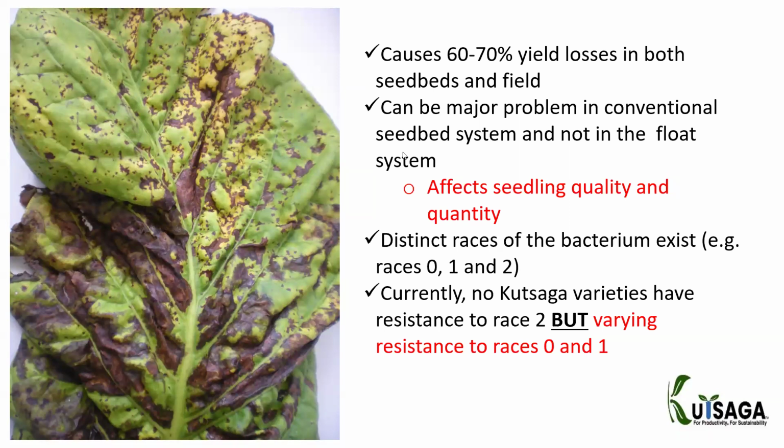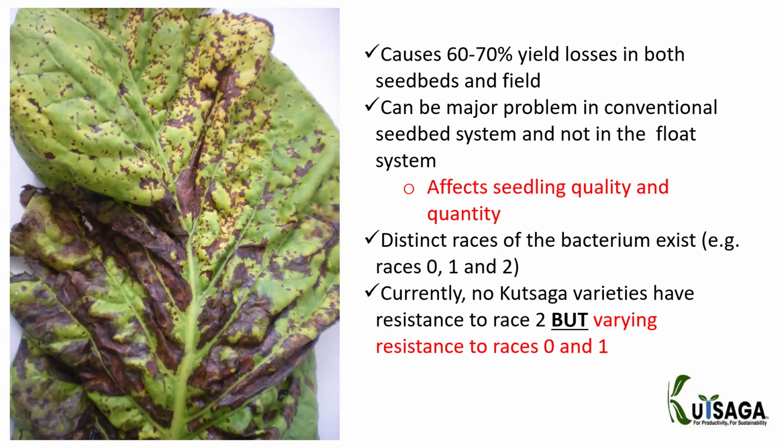However, in the conventional system, it can affect the quality of seedlings, causing distorted seedlings, which if you transfer them to the field and plant them in the field, they will not be able to perform to the best of their abilities.